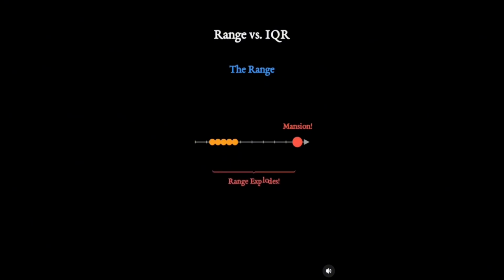Why do statisticians care more about the middle of your data than the absolute edges? It's all about how we measure a spread. The range is the simplest way to do it. It's just the total distance from your absolute minimum to your absolute maximum. Imagine a street with 5 modest houses. The range looks tight and consistent. But add one massive multi-million-dollar mansion and the range stretches like a rubber band. Suddenly, your data looks way more spread out than it actually is.